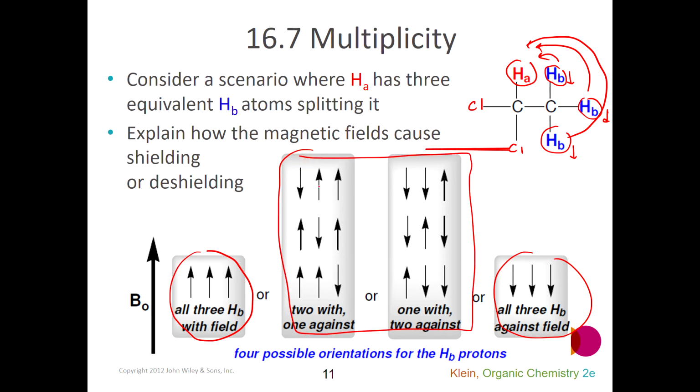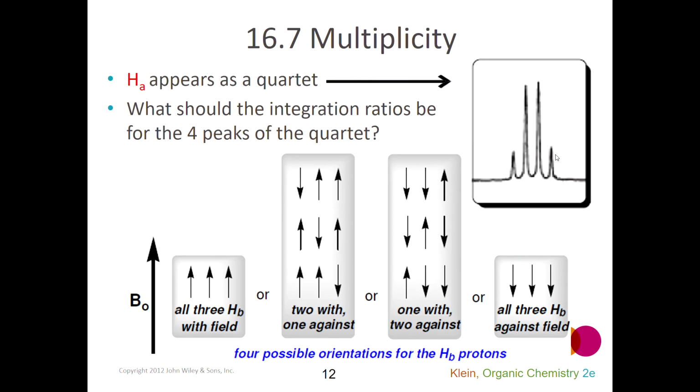So there are three combinations where two are aligned with and one against, and three combinations where one is aligned with and two against. But there's only one combination where they're all aligned with or all against, and so that's why I see this pattern emerge where the two peaks on the outside are smaller and the two peaks on the inside are 3 times bigger, because there's 3 times as many scenarios where that will occur versus the scenario where all 3 neighboring hydrogens align the same way. And so that produces what's called a quartet.